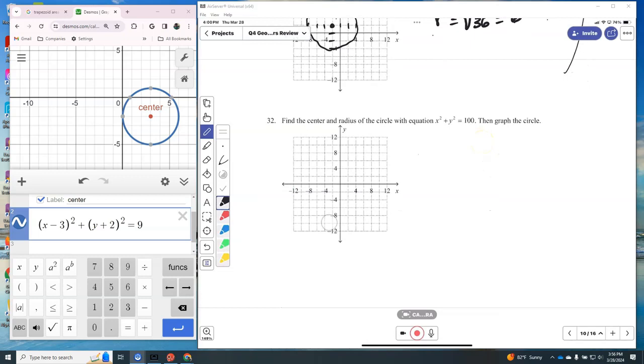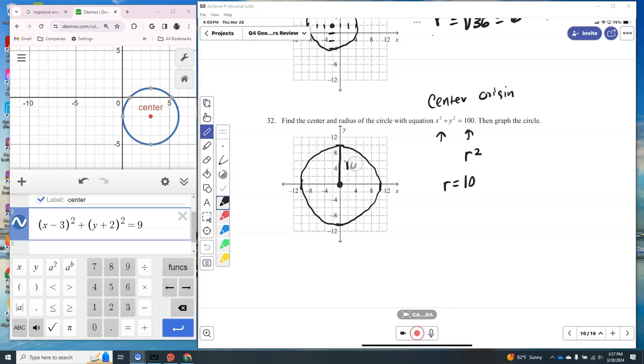Number 32. Remember, when the center is at the origin, it's going to be 0, 0. When it has x squared plus y squared equals 100, that means the center is at the origin. The 100, remember, is the radius squared. To give us 100, the radius has to be 10, because 10 times 10 is 100. That's a distance, right? So there is our circle, and the radius is 10 units.